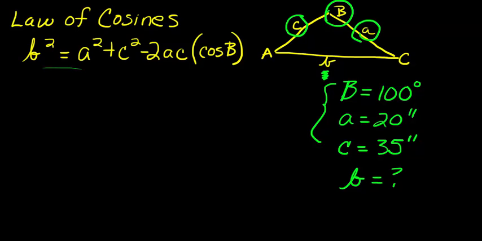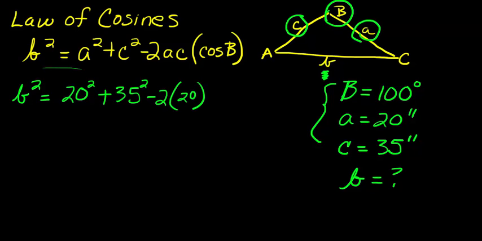We don't know the B, so B squared equals, this would give us 20 squared plus 35 squared minus 2 times 20 times 35, and then times the cosine of 100. And remember, it is cosine since this is law of cosines, and that's 100 degrees.